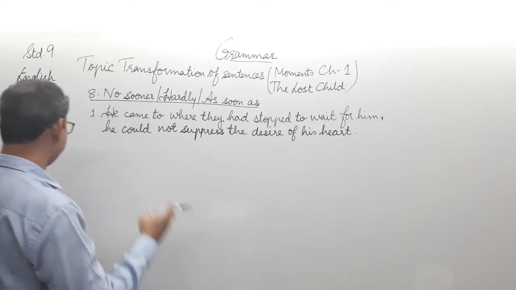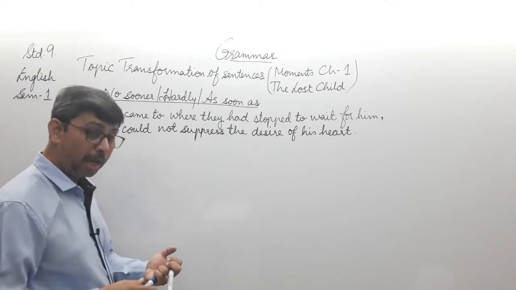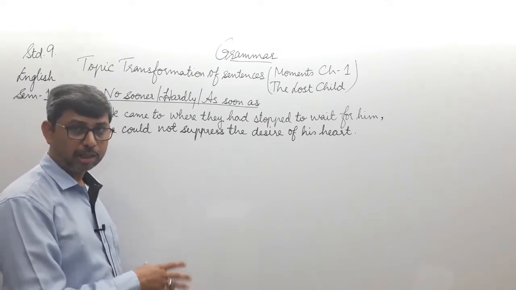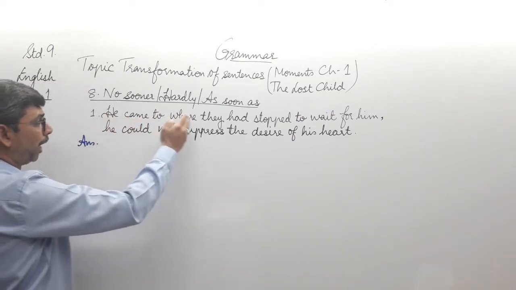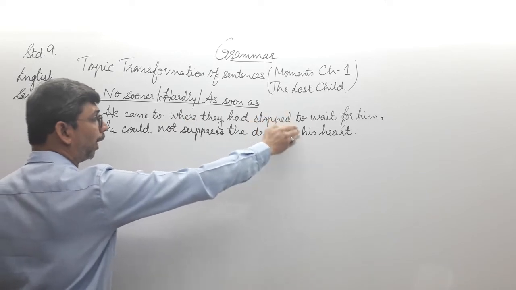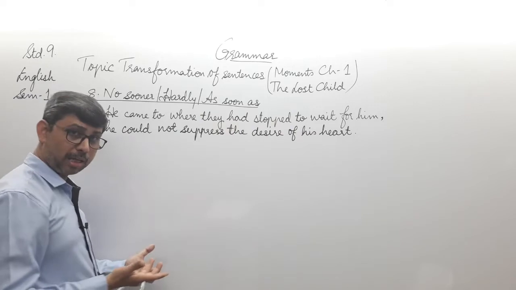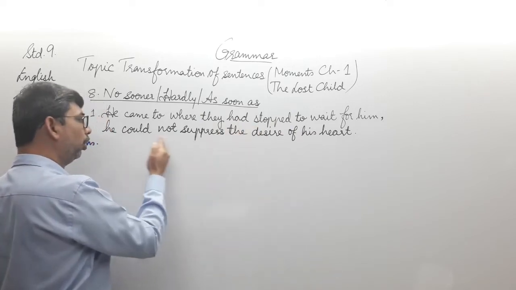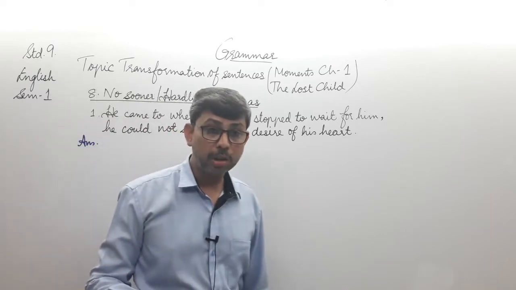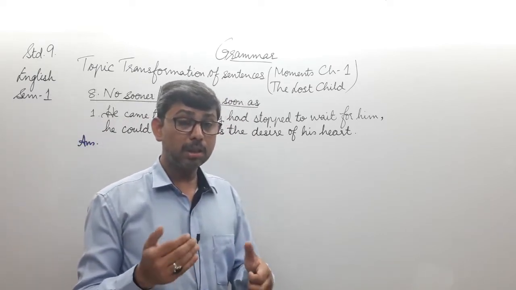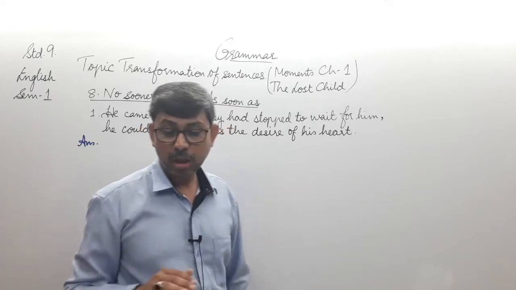So be very attentive, observe the changes, see how it is written in a very careful manner, and once it is done you can take a screenshot and keep it for your future reference and further studies. So he came to where they had stopped to wait for him is one clause as you see over here, and it has an action inside it, isn't it? Further, he could not suppress the desire of his heart. So we are talking about two actions over here, which will be written once again, transformed with the help of no sooner and than, as I just said a short while ago.